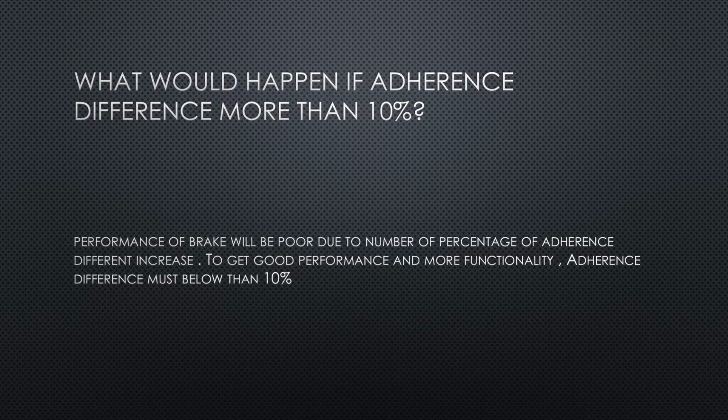Okay, for the next question, I will explain what would happen if the adherence difference is more than 10%. So, the performance of the brake will be poor as the percentage of adherence difference increases. To get good performance and more functionality in the braking system, the adherence difference must be below 10%.